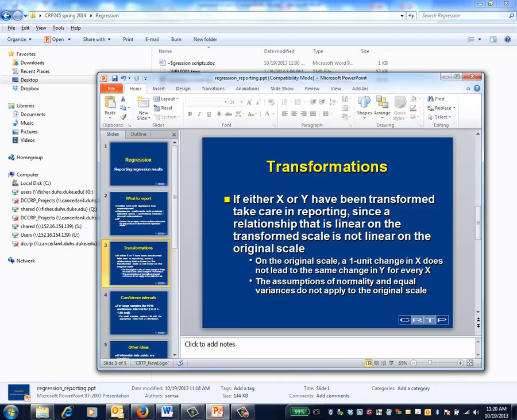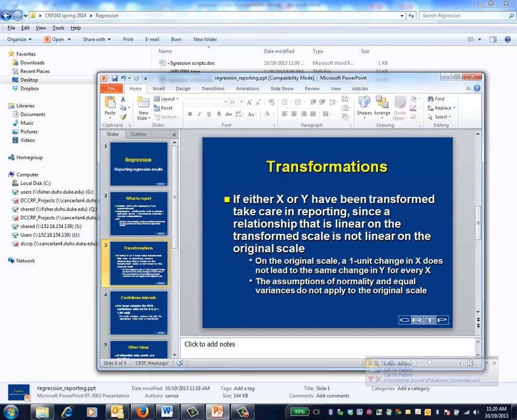If either x or y have been transformed, you have the choice of reporting the results on the scale in which they were analyzed or on the original scale. Reporting results on the scale in which the data were analyzed is the more natural from a statistical perspective.